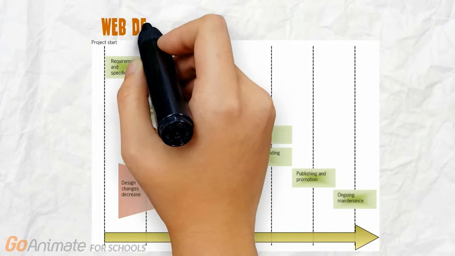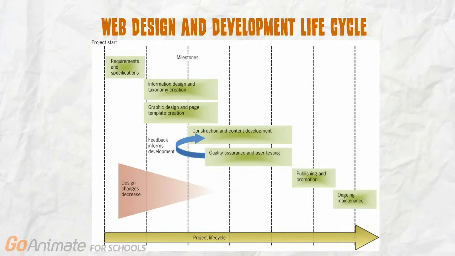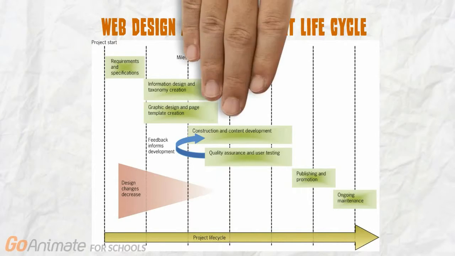The web design and development life cycle is the most important process. It includes the following key steps: 1. Customer requirements and specification. 2. Information design and taxonomy creation. 3. Graphic design and page template creation. 4. Construction and content development. 5. Quality assurance and user testing. 6. Publishing and promotion. 7. Ongoing maintenance. Generally, professional web developers always follow these steps for a successful web project.